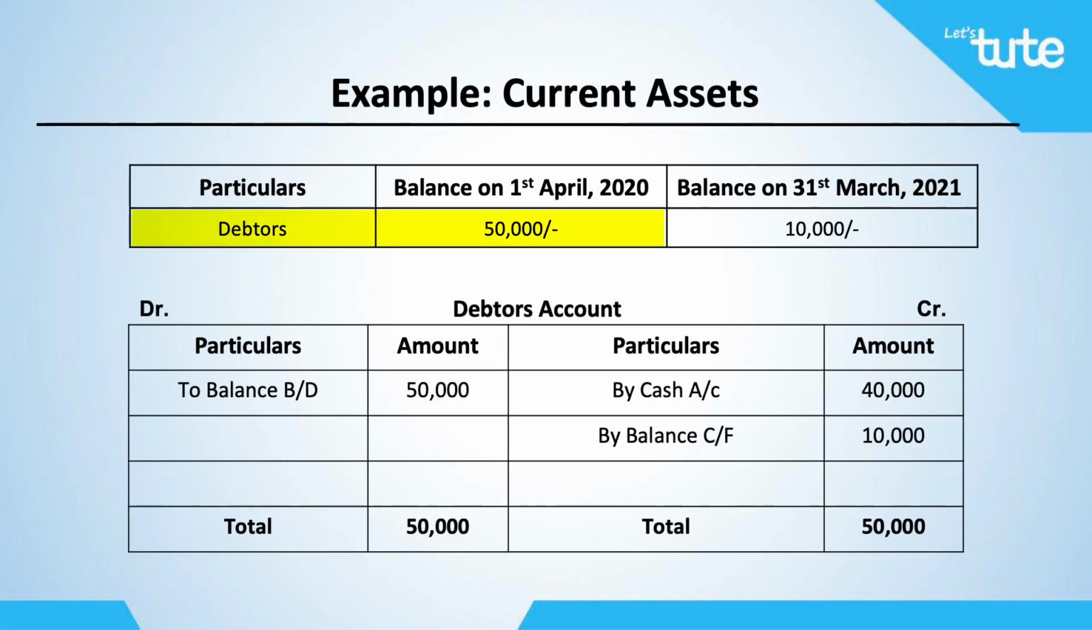Here we have debtors of 50,000 at the start of the financial year. If we assume that this year the company has made 100% of its sales on a cash basis, that means there would be no new debtors in the current year. And now at the end of the year, we have only debtors of 10,000 remaining. So we can say that 40,000 has been collected from debtors, and this is a kind of cash inflow transaction as cash is coming into the business.